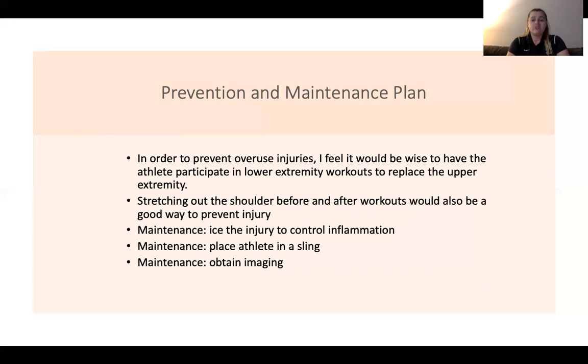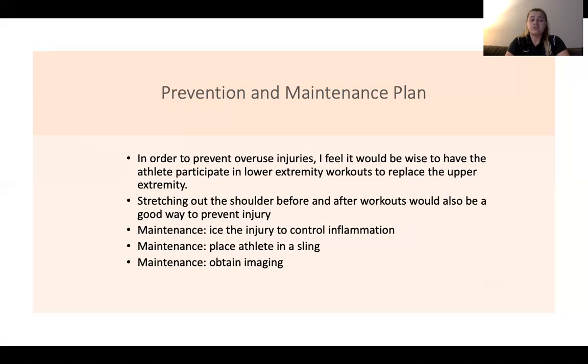So for the prevention and maintenance plan, part of the prevention of a rotator cuff tear would be to work out the lower extremities. Since one of the mechanisms of a rotator cuff tear is overuse of those muscles in the shoulder, work out the lower extremity. You know, you've got an arm day and a leg day. Vary between the two just so those muscles don't get overworked too quickly.